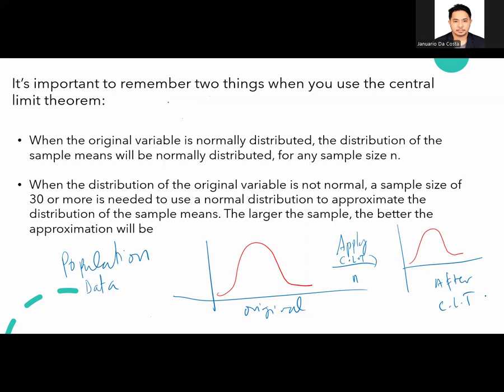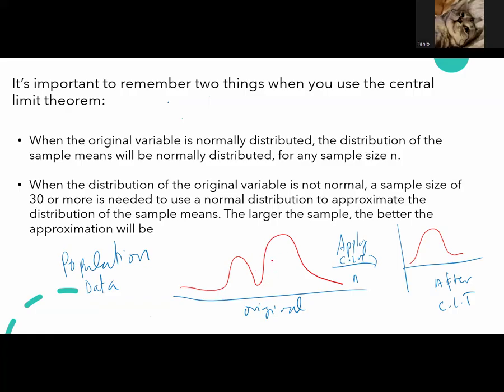Now the second bullet point. If the original distribution is not normal, for example, this one has lost its normal distribution. Is this a normal distribution or no? No. You have two modes. Yes, teacher, this is not normal.